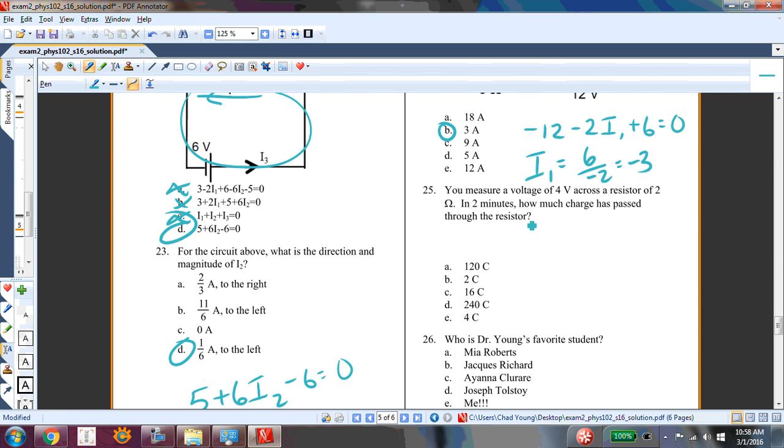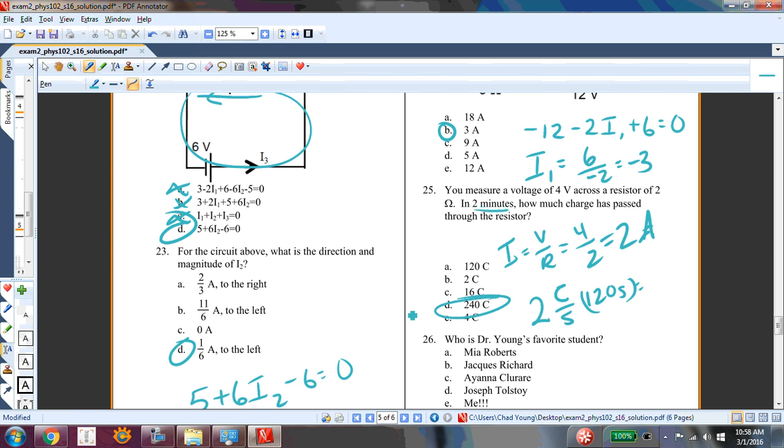Measure the voltage of 4 volts across 2 ohm resistor in 2 minutes. How much charge is passed through the resistor? Well, we had a similar question to this before, but I is equal to V over R, 4 over 2. That's equal to 2 amps. So I have 2 amps in 2 minutes. How much charge? Well, 2 amps is 2 coulombs per second times 120 seconds. That's 240 coulombs. So D for 25.